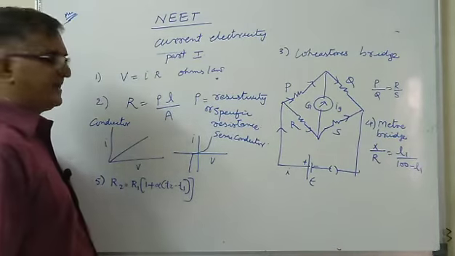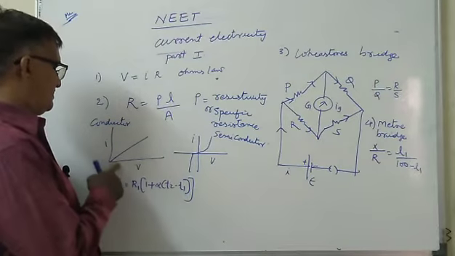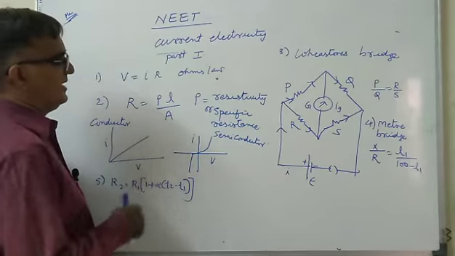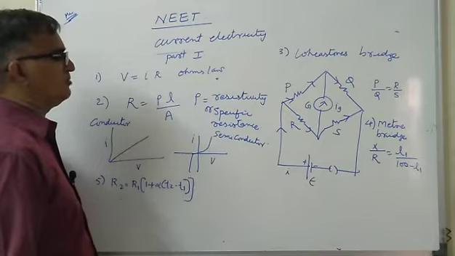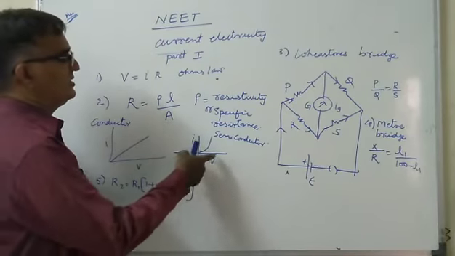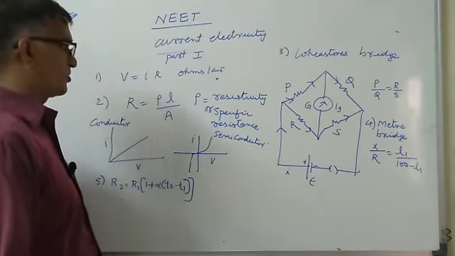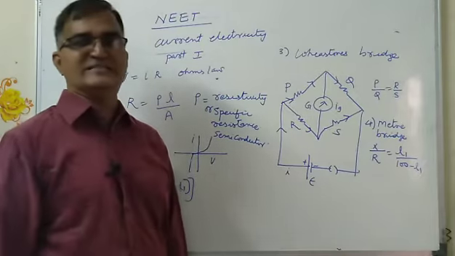See, Ohm's law is obeyed by conductors. You can observe the graph here, the V and I graph is a straight line. For semiconductors or non-ohmic resistors, the graph will be a curve like this, which does not obey Ohm's law.